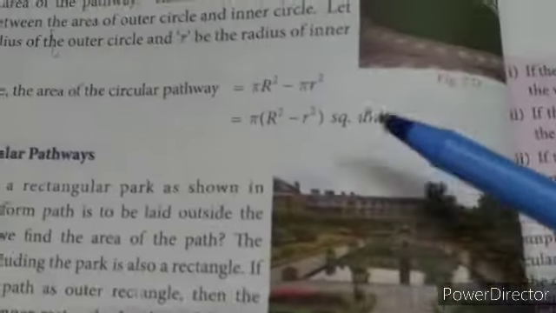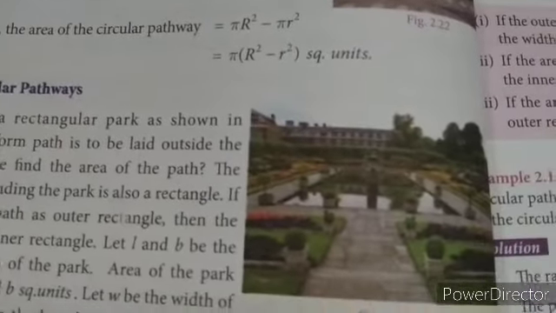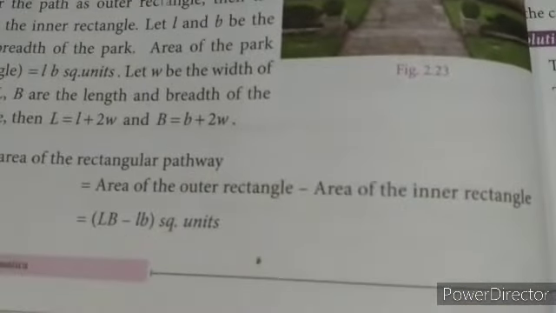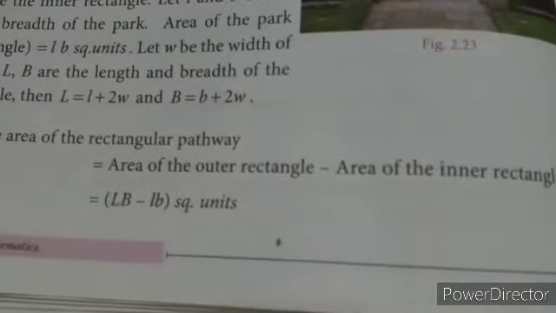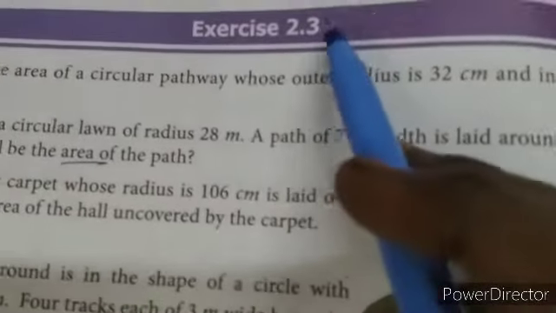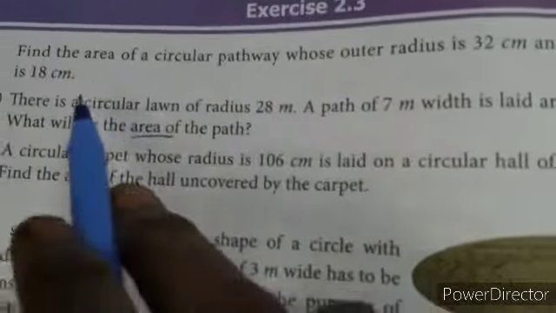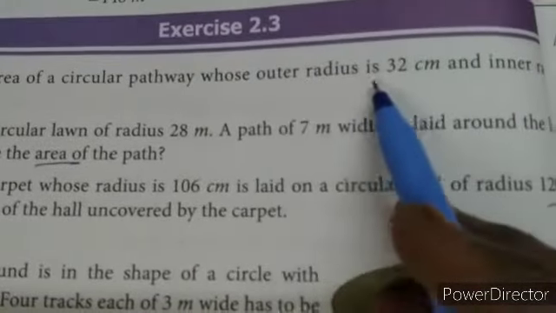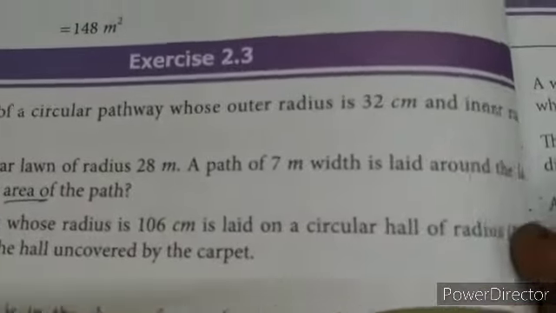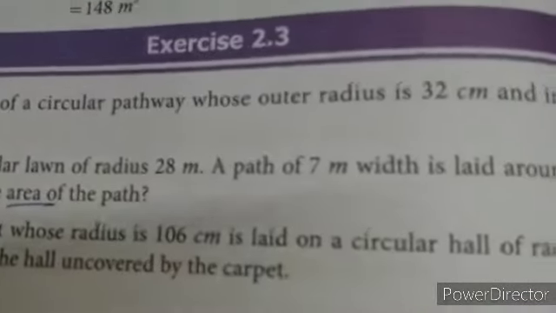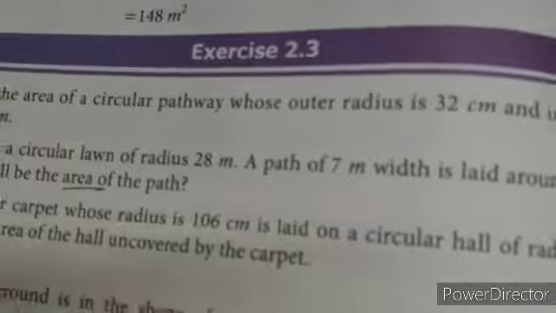By using these two formulas, we are going to solve exercise 2.3 sums. In exercise 2.3, question number 1, find the area of the circular pathway whose outer radius is given as 32 centimeter and the inner radius is 18 centimeter. Let's try the sum in the classwork note.